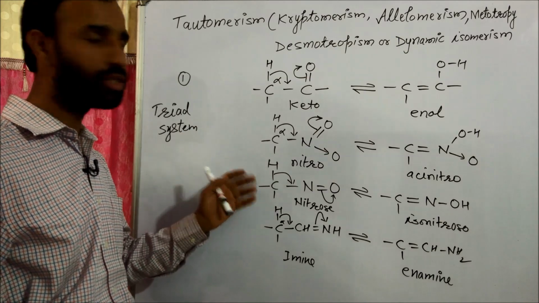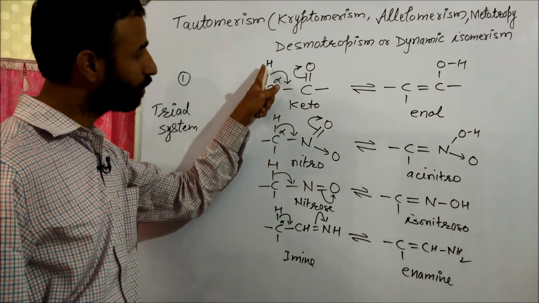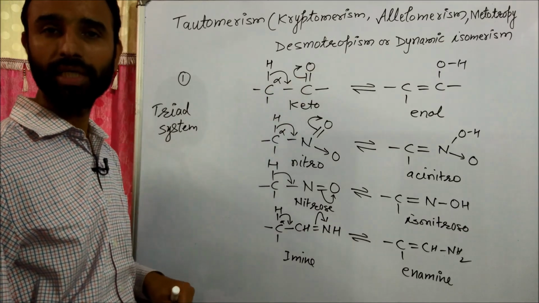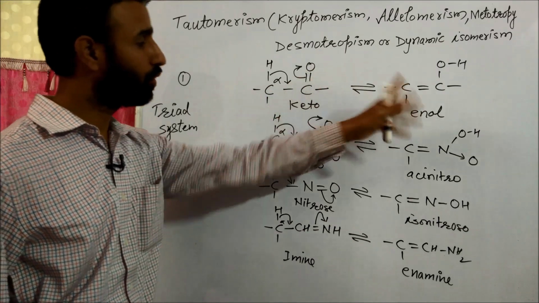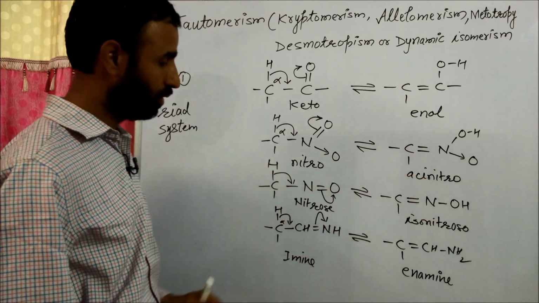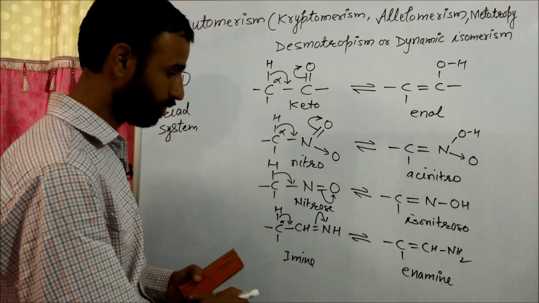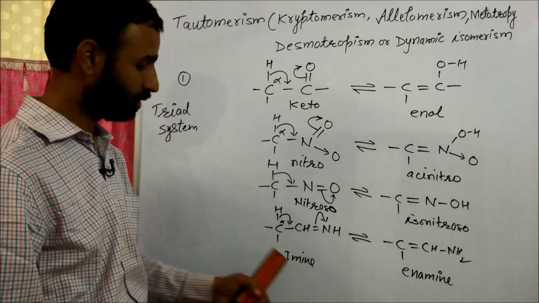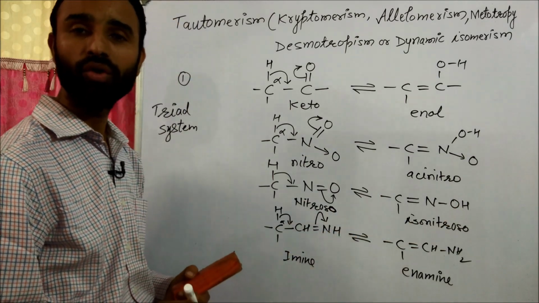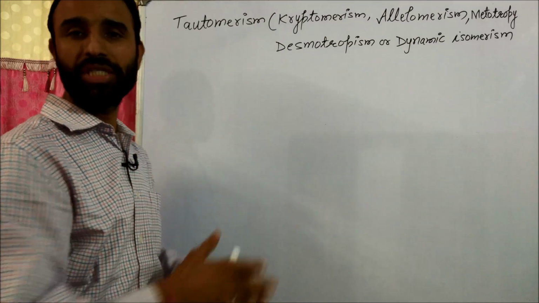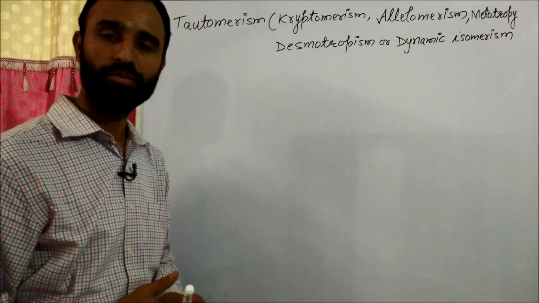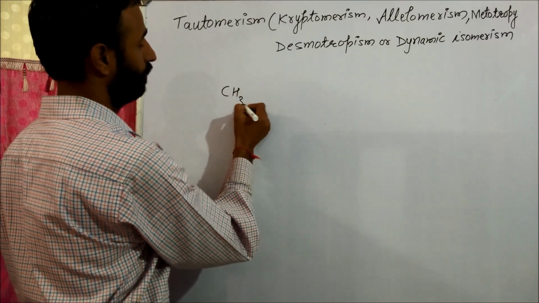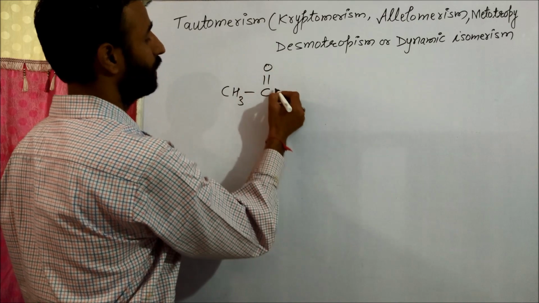Why is it known as triad system? Because hydrogen moves from atom number 1 to atom number 3. Keto-Enol Tautomerism, nitro aci-nitro tautomerism, nitroso isonitroso tautomerism, imine enamine tautomerism. Now let us discuss Keto-Enol Tautomerism in detail. First, the most simple example is this.